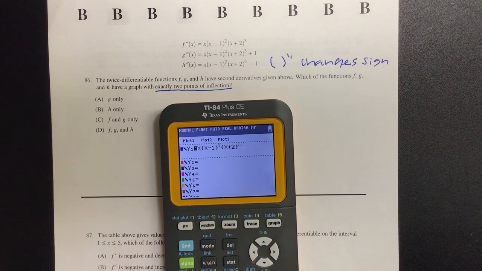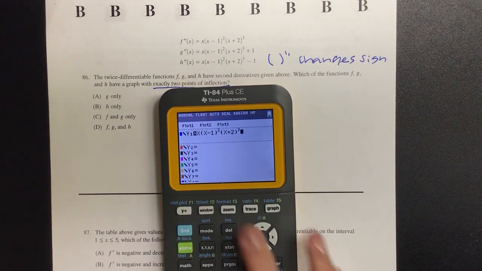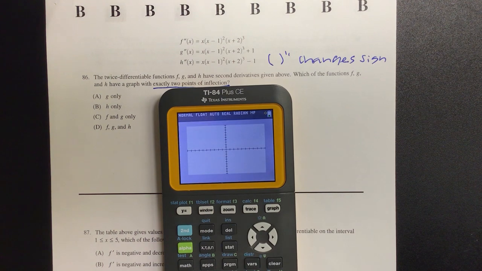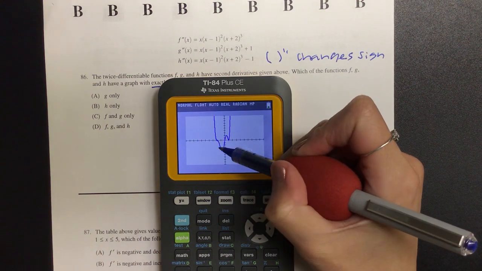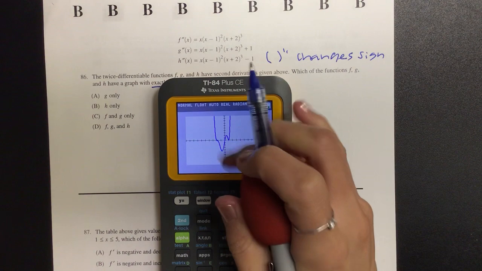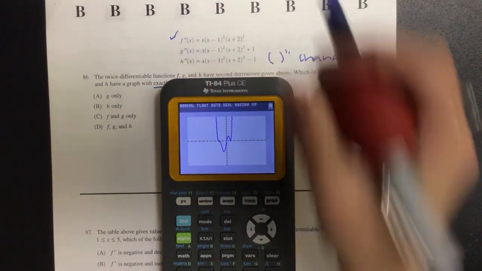And this is almost a freebie. And when I go to my graph, I'm going to go to Zoom 6. And we're looking for how many places we're changing sign. Changing sign means above the x-axis is positive, below the x-axis is negative, correct? So we're changing sign over here. We're changing sign over here. So we know this one is satisfied. I'm going to put a check next to it.